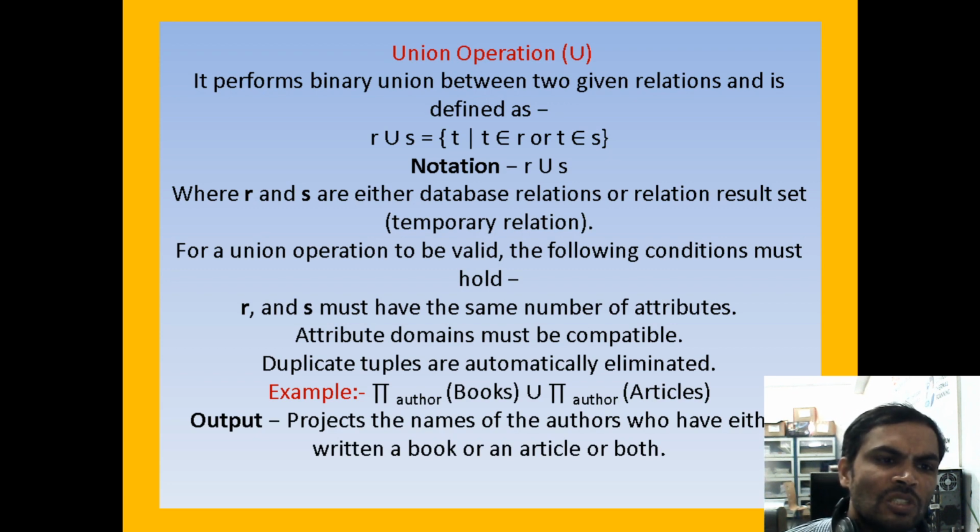Now if you want to see the R and S database relations, the result set is a temporary relation. The main purpose of the union operator is to validate the following condition: R and S must have the same number of attributes. Then only it will retrieve the output. Now we will see the practical after completing one more class.